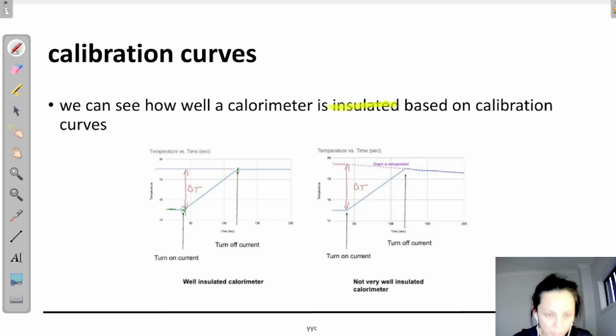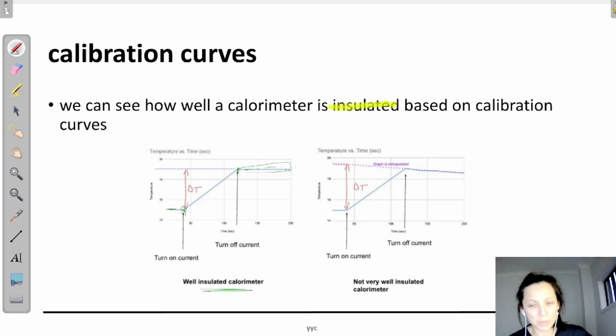Once you've turned it off at about 19 seconds, you want to see what happens afterwards. Now, a really nice result here is that you have a flat line, which means that as time goes on, you're really not losing any energy.